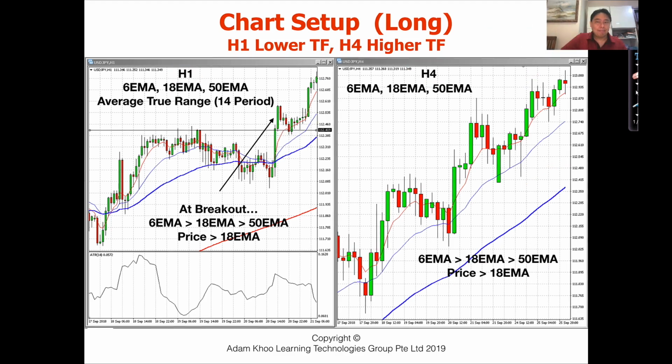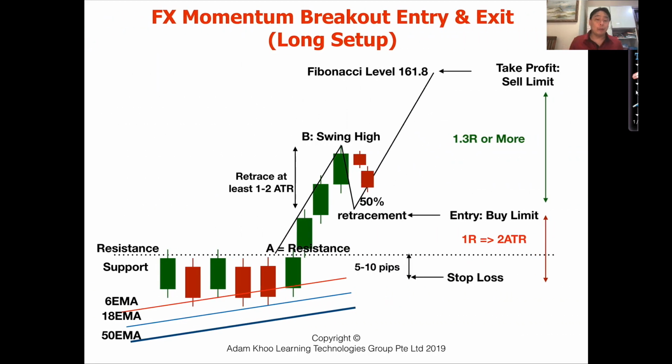Right, got that? All right, so once we have drawn our resistance level and we have seen that breakout on the lower time frame, where do we place our buy order? Where do we place our stop loss? Where do we place our profit target? So let me use this graphic to explain to you how we set it up, okay?